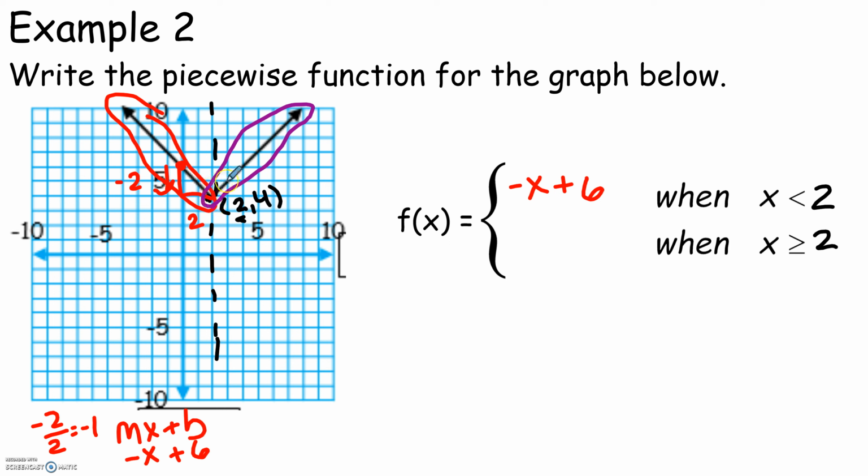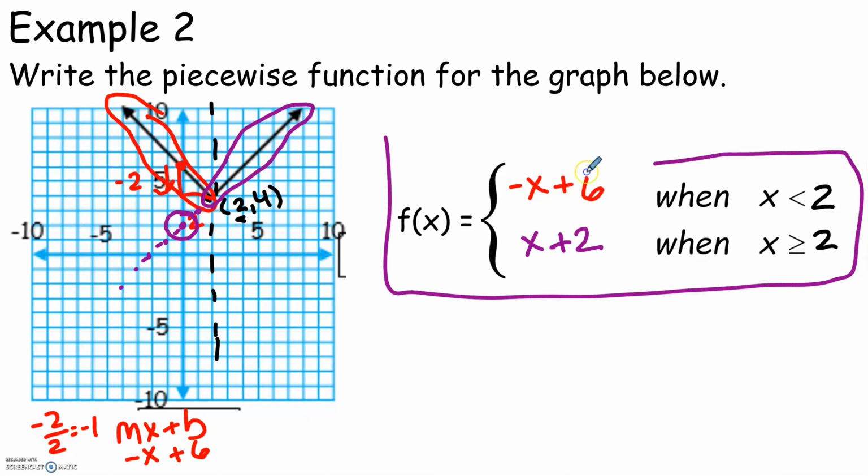I notice this is going up 1 over 1, up 1 over 1, up 1 over 1. So I know I'm going to have a positive 1 slope. If I continue that slope, I cross the y-axis. So again, imagine that the line continued down. We're crossing the y-axis here at 2. So we get plus 2. And there's my final answer of my absolute value as a piecewise function.